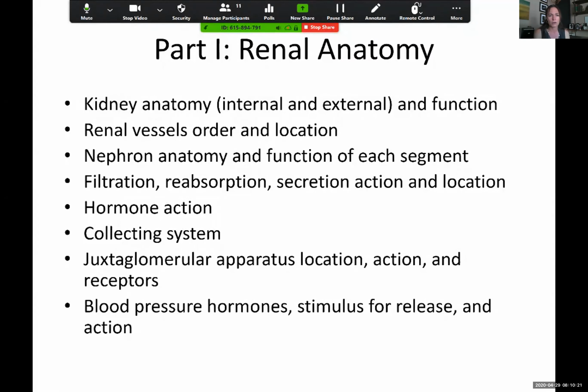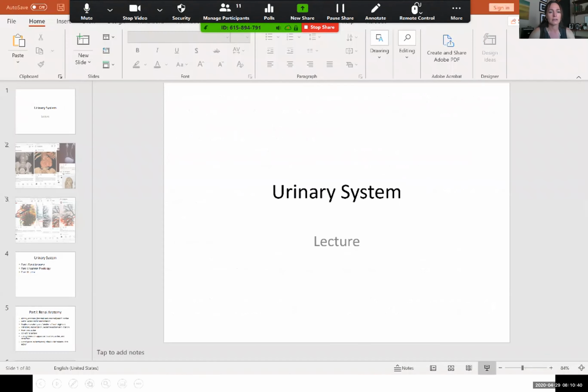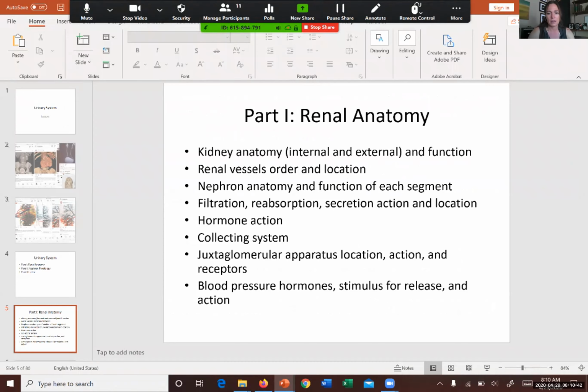We should also know, it looks like here I'm looking at the renal anatomy, it's sort of looking more like my nephron list here, so I should have moved ahead. Let me actually move ahead and see, because I'm seeing hormone action. So this is pretty specific to the nephron as we move along. So let me get out of this. Okay, there we go.